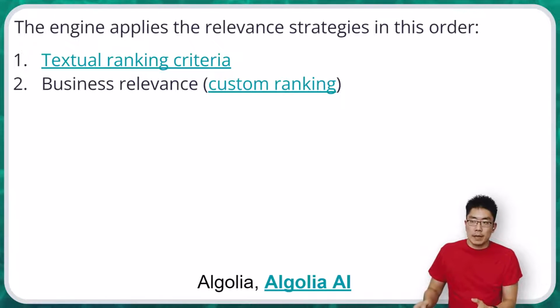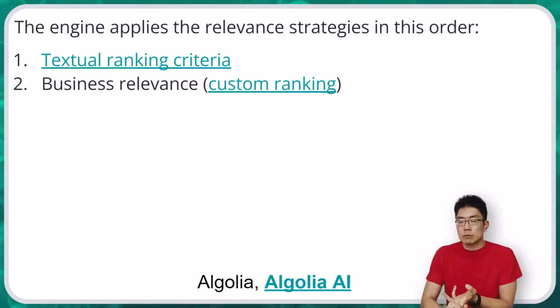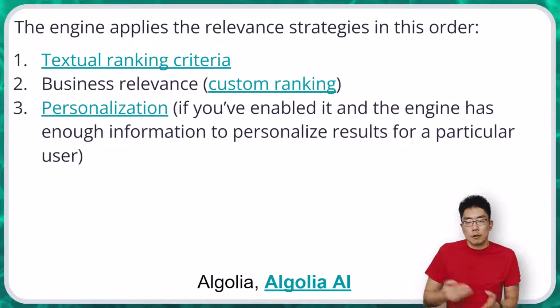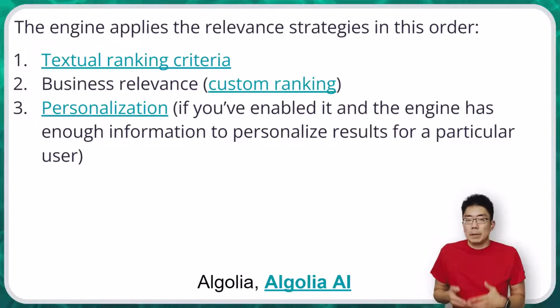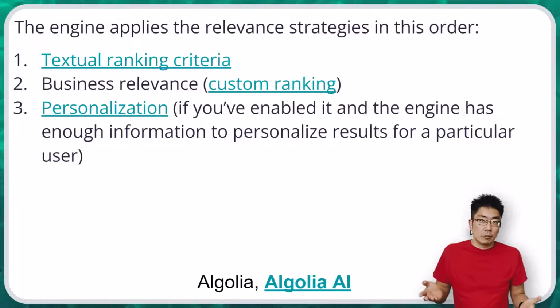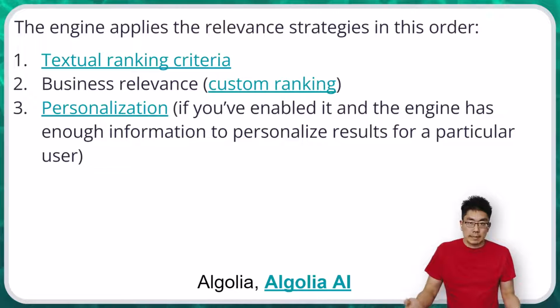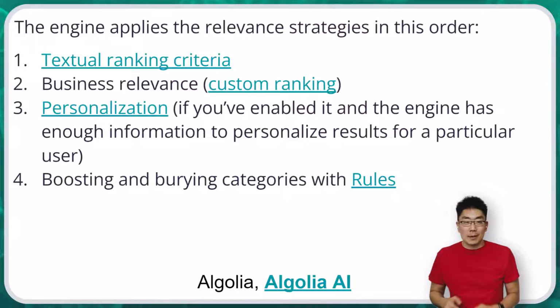So teacher is searching for a phrase. The first step is textual ranking criteria, the first 7 rules. The second step is to do business relevance. So it sorts the results based on TPT's secret sauce. The third rule is personalization, if they've enabled it and the search engine has enough information to personalize results for a particular user. This is turned off right now, but if you're logged in and you're searching for specific keywords, TPT is able to detect patterns. This is kind of like how Netflix suggests, because you watch this video, you'll probably like these videos. That's personalization. Then the fourth thing that happens is TPT might boost or bury certain categories, and they can do that with custom rules. We'll talk about that in a future episode.